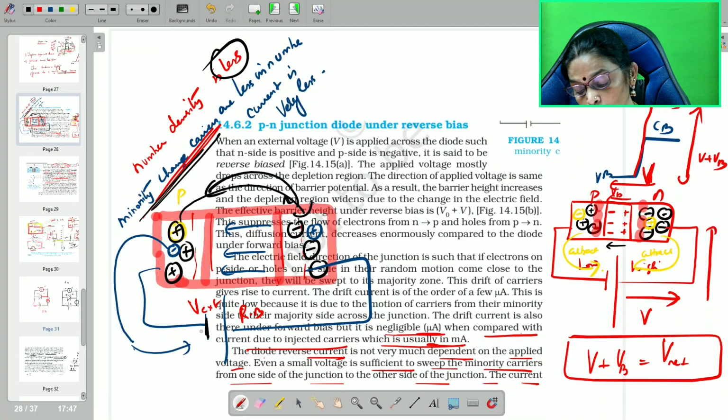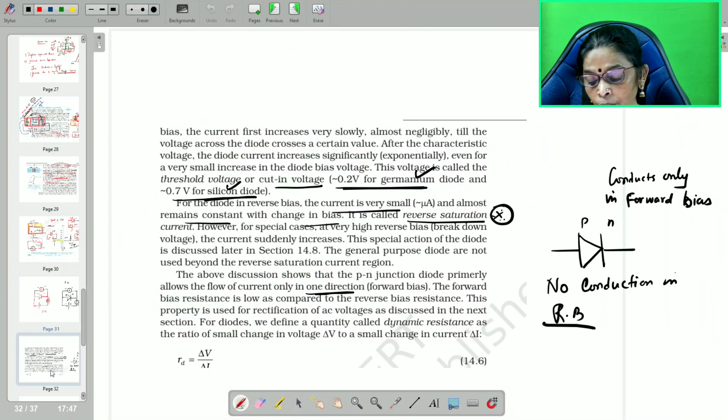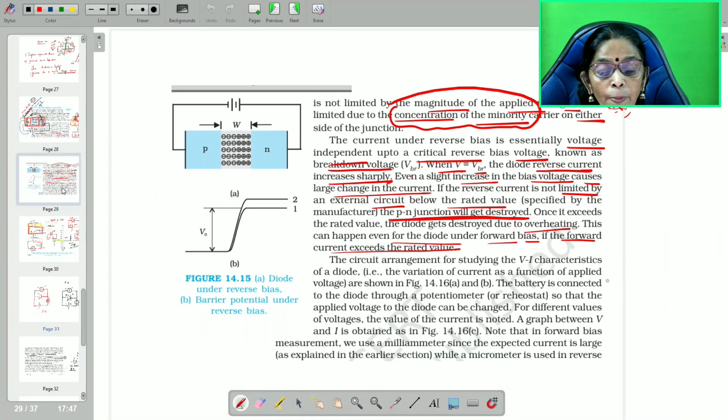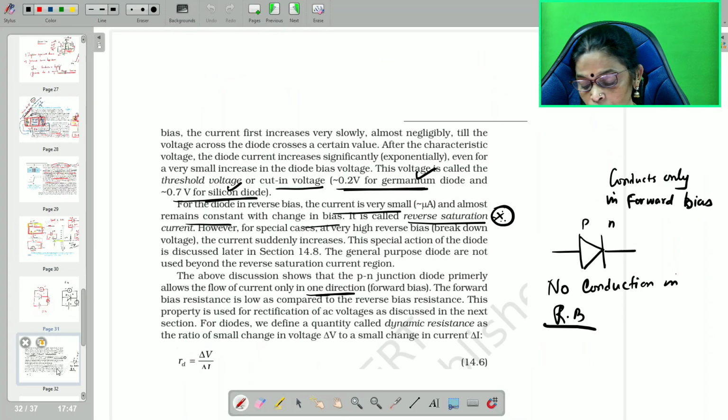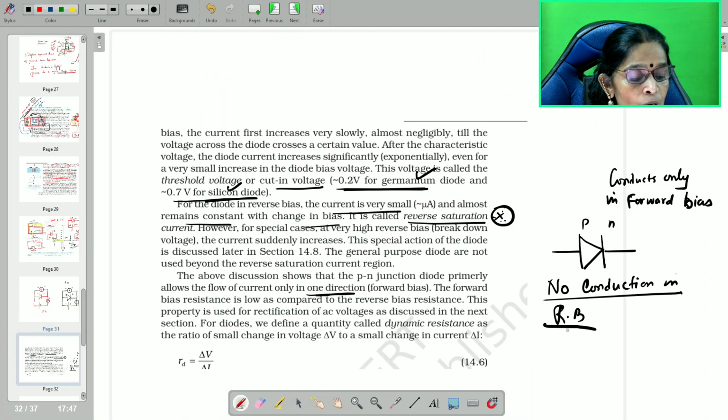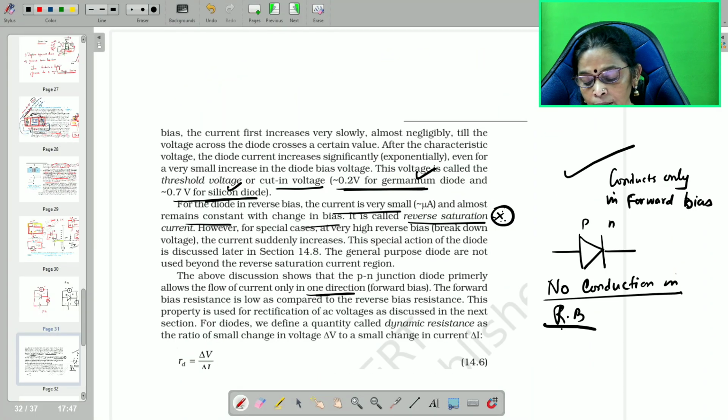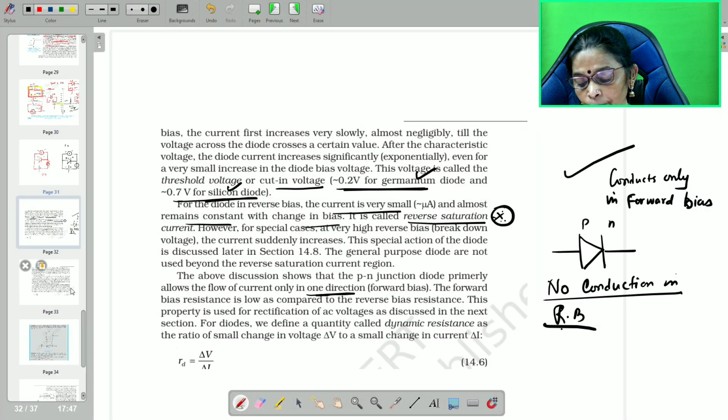If you are going to increase the voltage till breakdown voltage, what happens? The junction breaks. So the manufacturer restricted its use to just before breakdown voltage. Just before breakdown voltage, almost negligible current flows. Therefore you can conclude that in reverse bias there is no conduction, and in forward bias the diode conducts. So keep that in mind here.